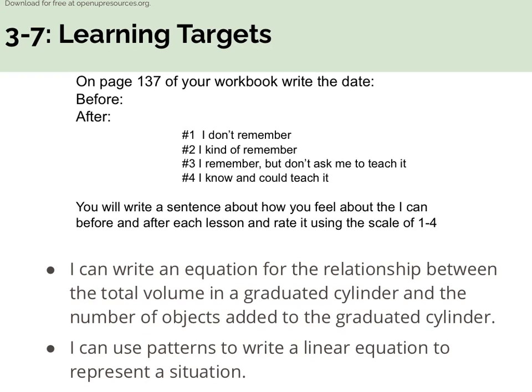All right, so let's go back to page 137, and let's make a sentence about our I can statements. I can write an equation of a relationship between the total volume in a graduated cylinder and the number of objects added to the graduated cylinder. And I can use patterns to write a linear equation to represent this situation. Give yourself a number: 1, I'm confused; 2, I kind of got it; 3, I got it; and 4, I can teach it to my friend.